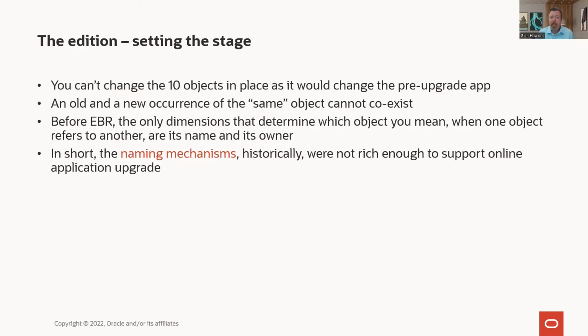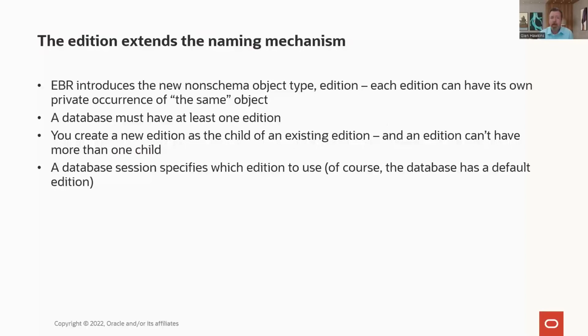So with EBR, we've introduced another namespace, essentially another naming mechanism, because the older one, pre-EBR, was not rich enough to facilitate this. So with EBR introducing this non-schema object type, we have the capability to do this. A database must have at least one edition, and you may not even realize it, but you always have editions built into the Oracle database, and this capability is available to everybody using Standard Edition or higher.